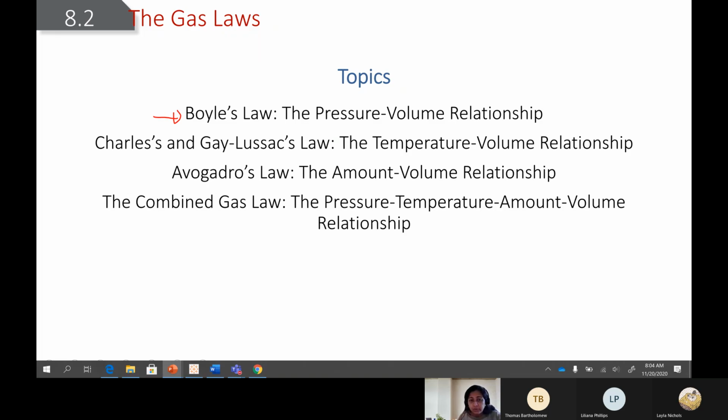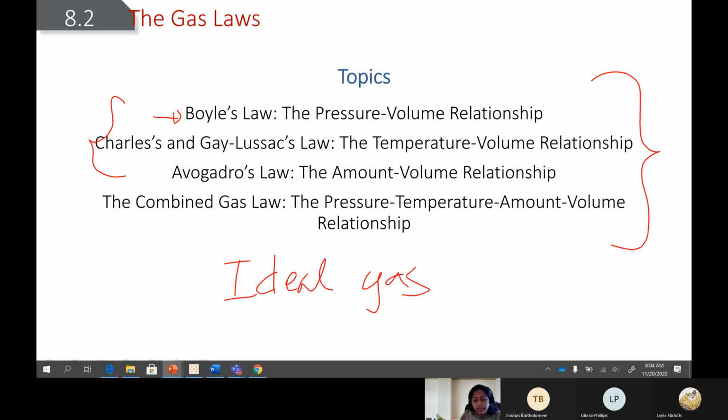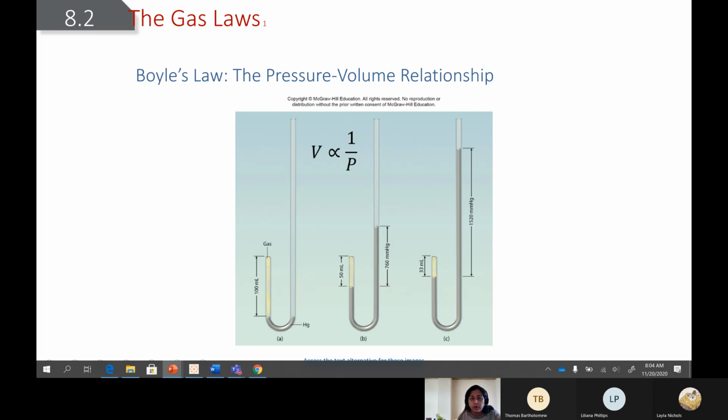then we'll move to Avogadro's law, and I'm going to connect all these, combine all three laws, and we'll learn about the combined gas law. And after we learn about all these gas laws, I'll finish the lecture with the ideal gas law equation. Okay, right. Let's move on. So, what is Boyle's law?